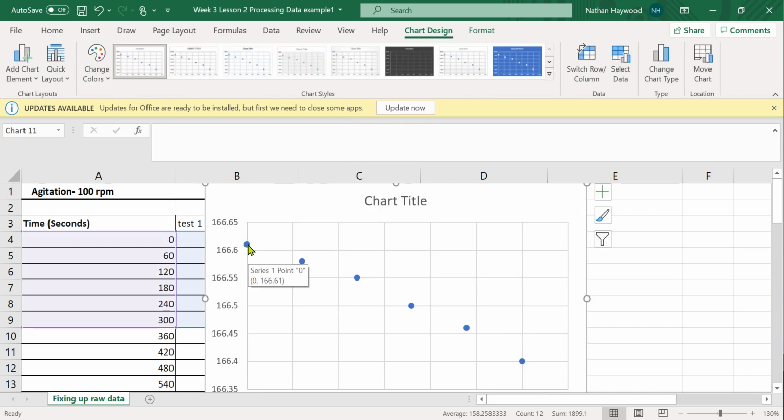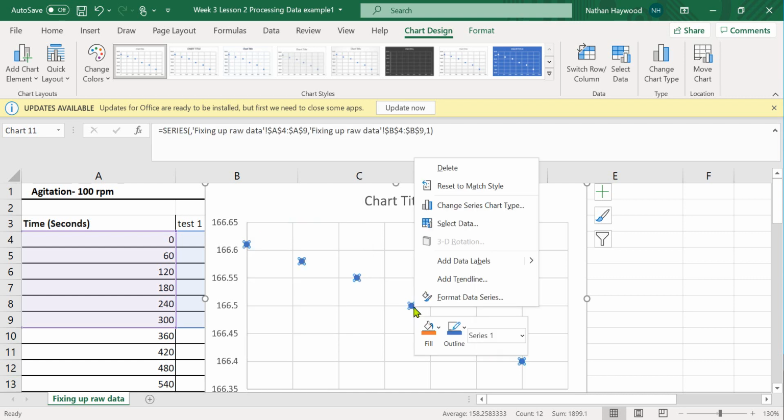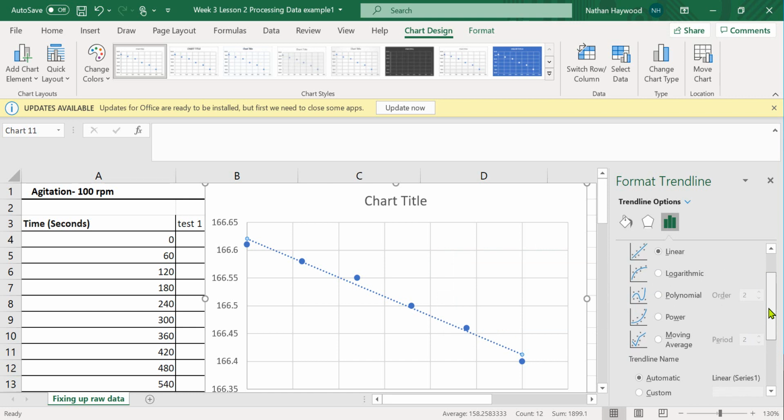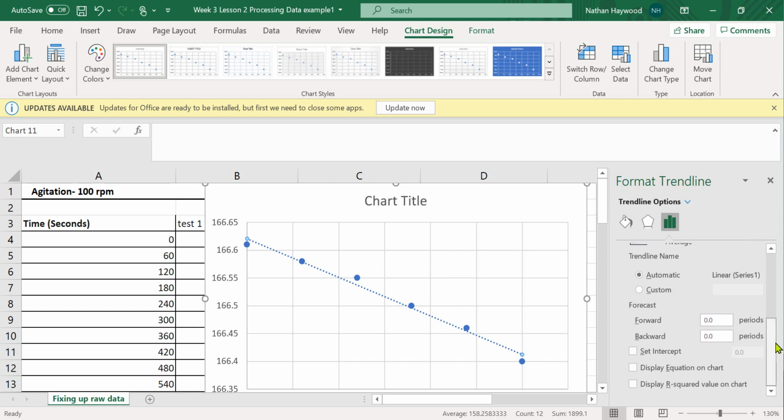All right, now we want to create a trend line. So you right-click on one of the dots and click Add Trend Line. We're just going to go linear, so that one there, and we're going to display the equation.